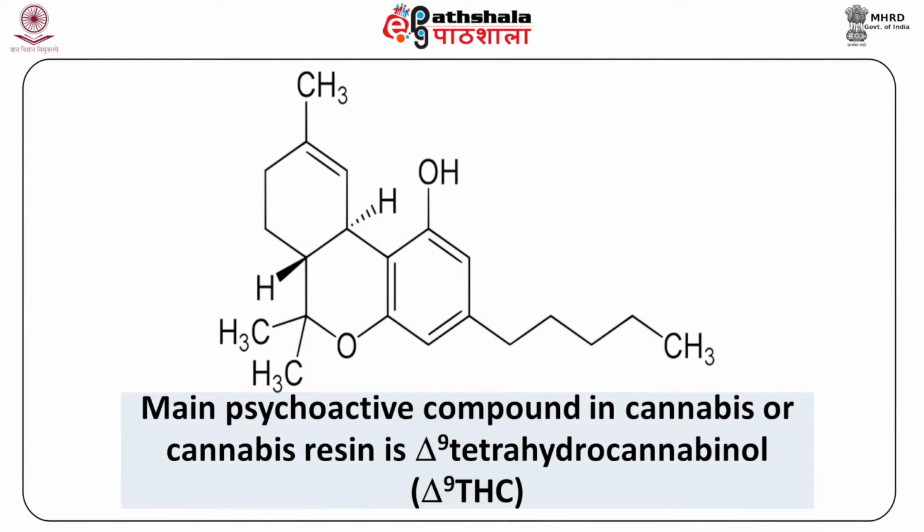The main psychoactive compound in cannabis or cannabis resin is tetrahydrocannabinol, that is THC. Cannabinol, CBN, and cannabidiol, CBD, are among the main components. Cannabinol is the major breakdown product of THC and cannabidiol is a precursor to THC.